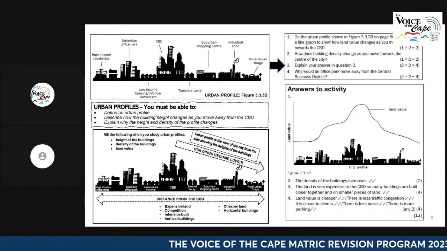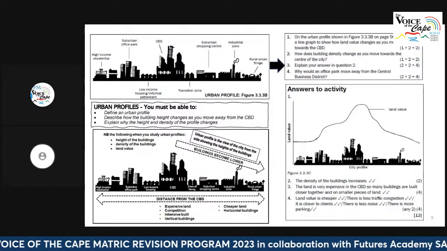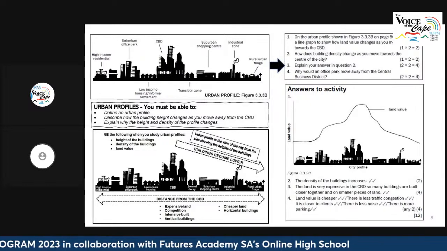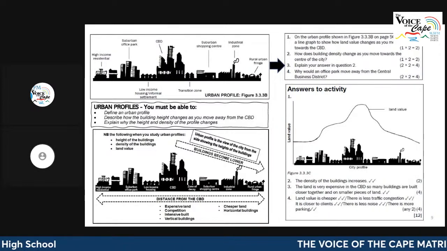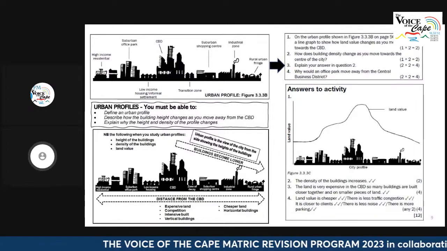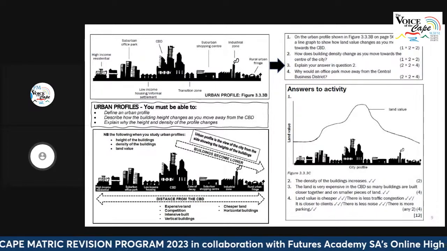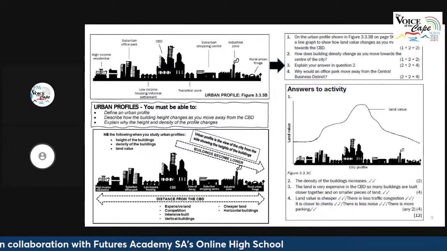Let's move further. This is one of the most common questions that is often asked, and this is your urban profile. Remember, with your urban profile, first of all, it is a cross profile of a city, which shows the side view of a city from the center, which is your CBD, moving outwards, where you get your transition zone, your suburban office parks, your high income residential, industrial zone, and then eventually your rural urban fringe. You need to be able to recognize that.